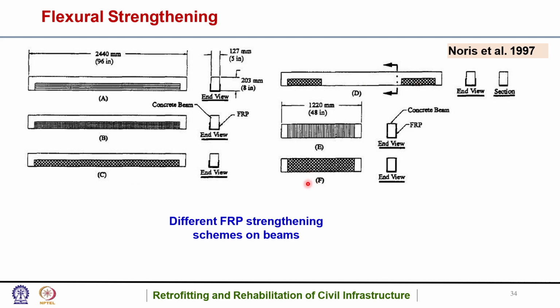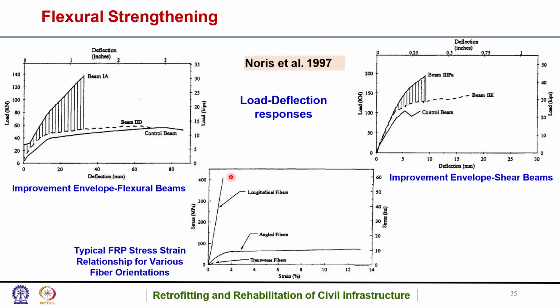So these were the different FRP strengthening schemes on beams as could be seen here. Okay, and these were the details of the section. So they also found improvement in envelope flexural beams. Okay, so this envelope was high, so basically it was able to have a high toughness.